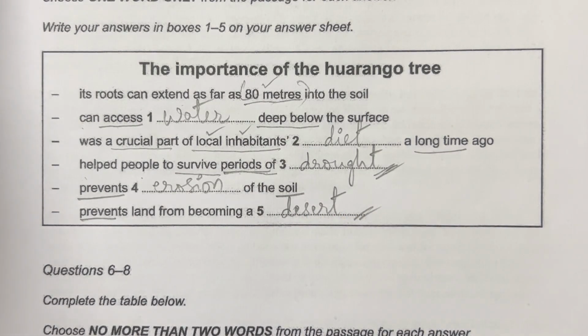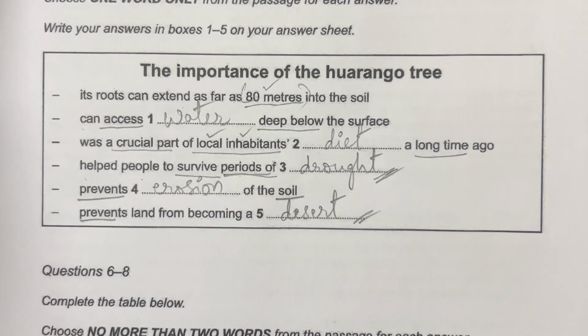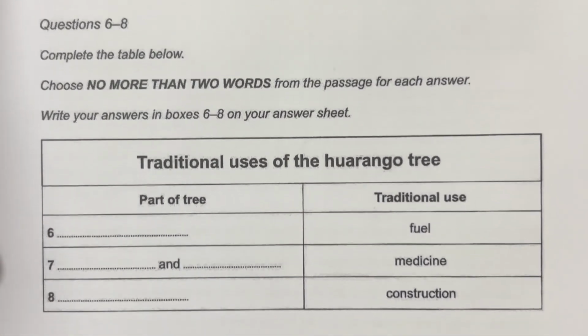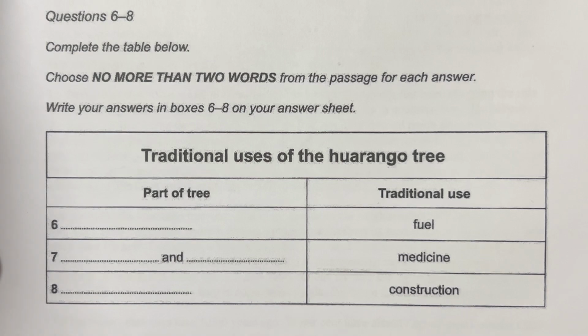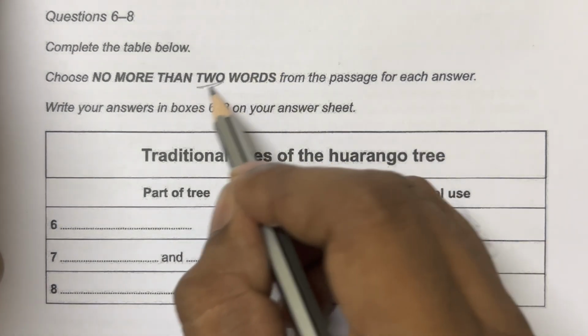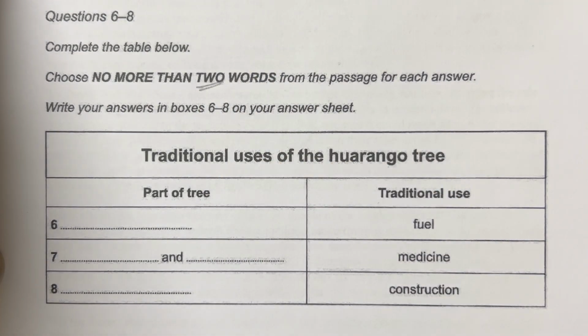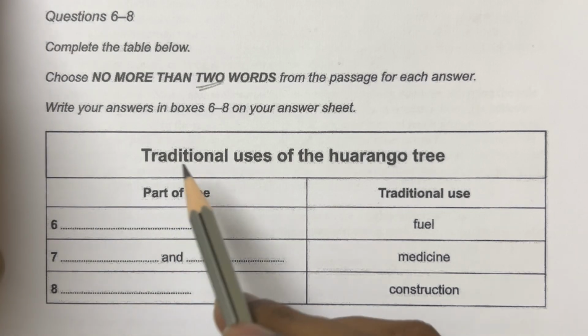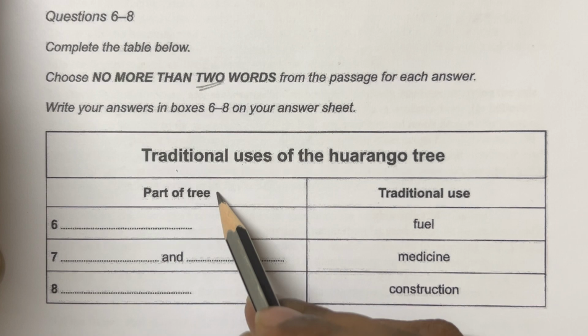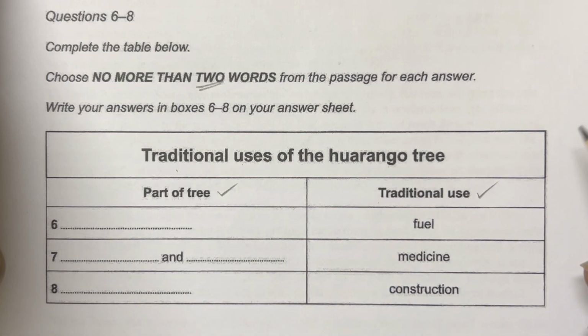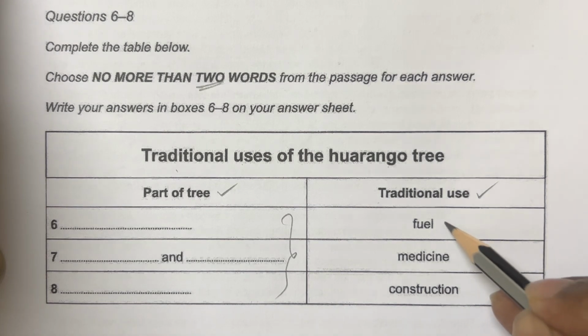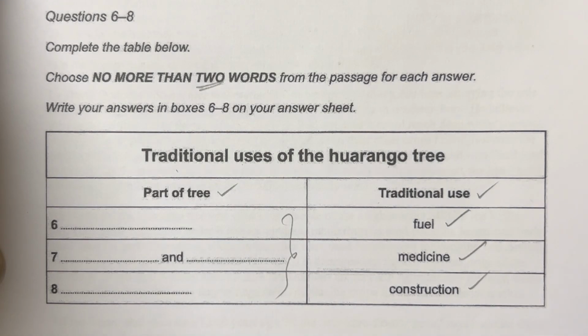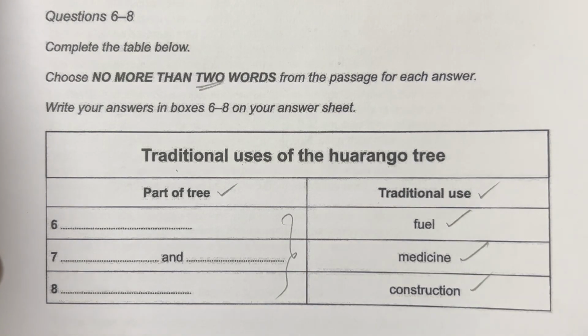Clear, guys? So let's move to the next set of questions. Look at the instructions carefully. No more than 2 words. Okay, so we have the independence of writing up to 2 words here. So traditional uses of huarango tree, part of the tree and the traditional use. All these things are the parts of the tree. They are used as fuel, in medicine, in construction. So let's find out which part is used for which purpose.